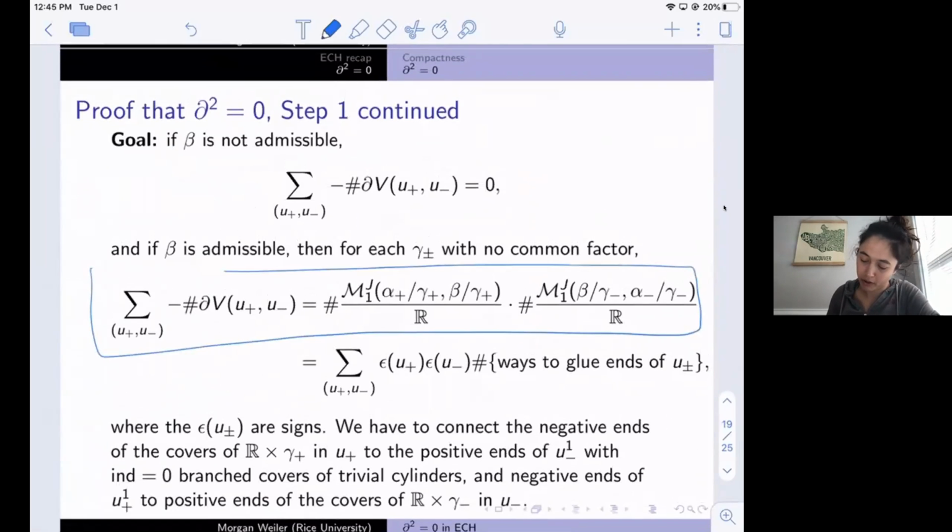The sum over the gluing pairs of minus the count of the boundary points of VU plus U minus, so that the set of curves close to breaking is equal to this product of counts of moduli space, if beta is admissible. If beta is not admissible, then I need to show that this count is 0.